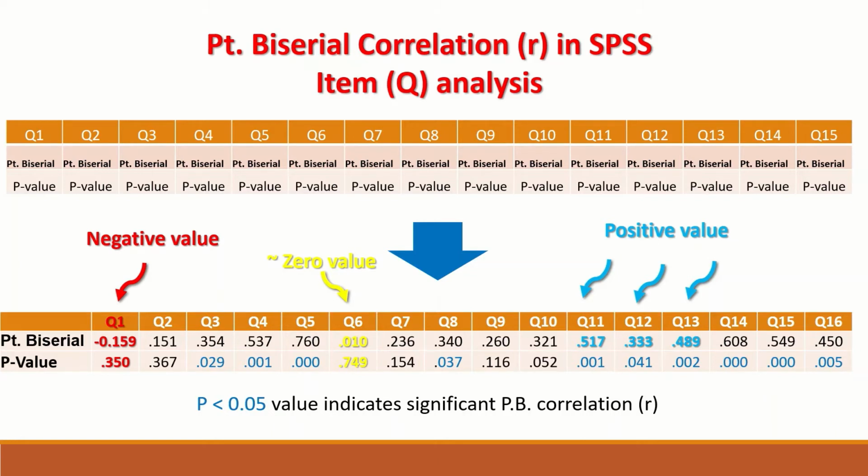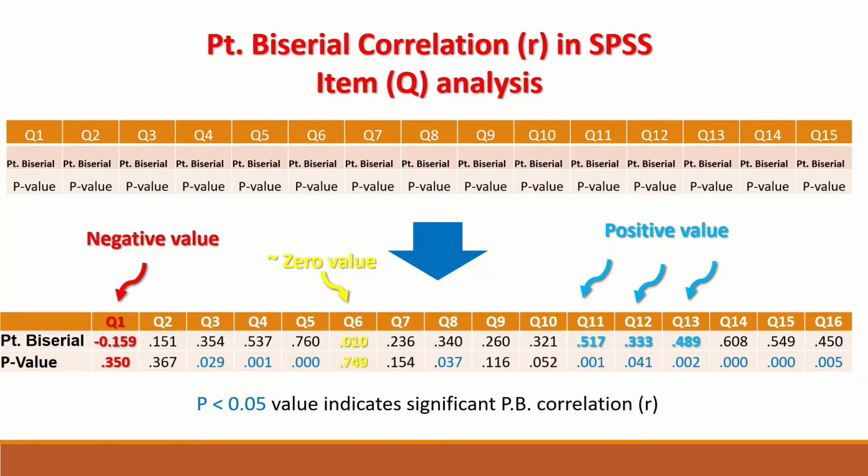If we look at questions number 11, 12 and 13, we can see that the R value is very high, 0.51 for question number 11, and the p-value is less than 0.05. So question number 11 is a very good question in discriminating between students, so it is categorized as a very good question.